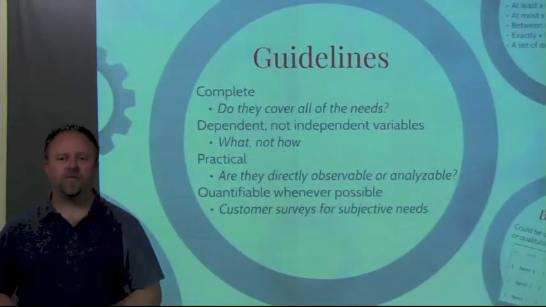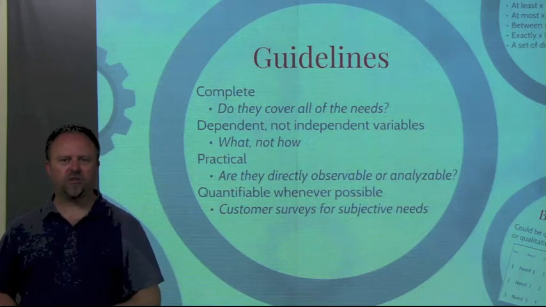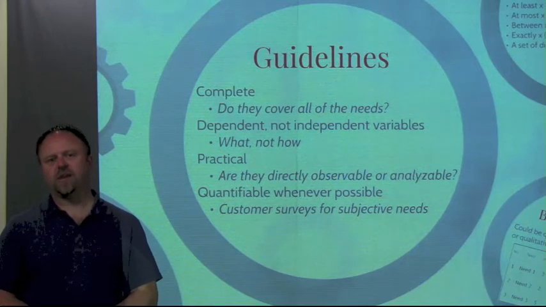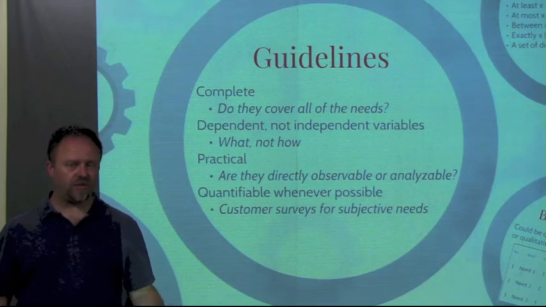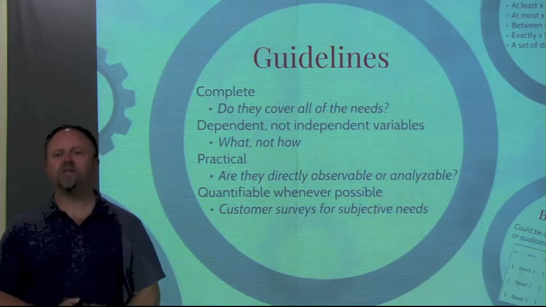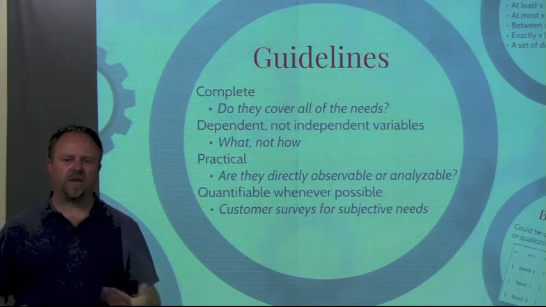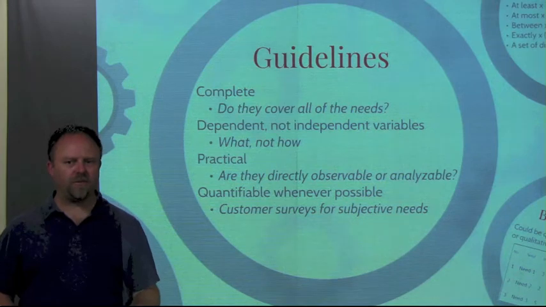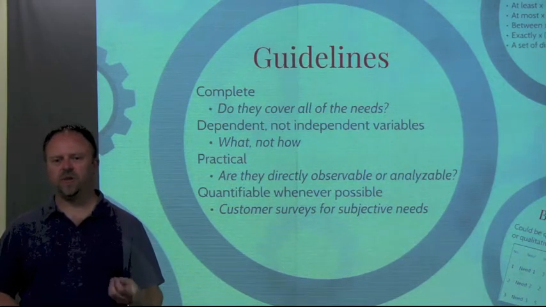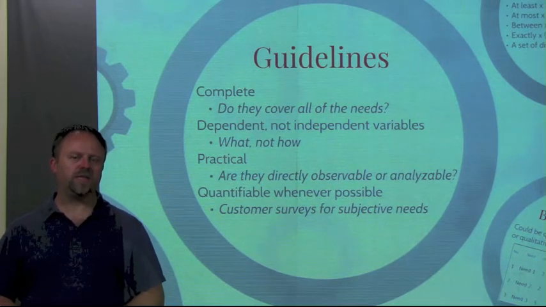So when we look at writing metrics and determining what our metrics are, we want to make sure that they're complete, that they describe the needs that we need to address. That there's enough of them, that we have enough different metrics to describe those needs, and do they thoroughly describe what we want from those. We want to make sure that these are dependent and not independent variables. We want to determine what it has to do, not how it's going to do it. So we want to make sure that we're describing the function again. What does it do, and that we can measure.